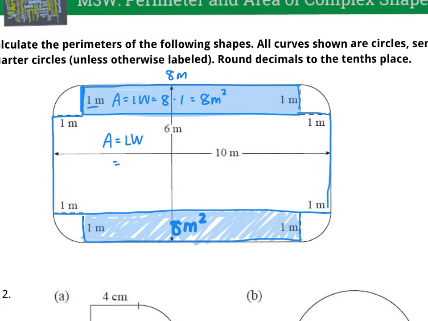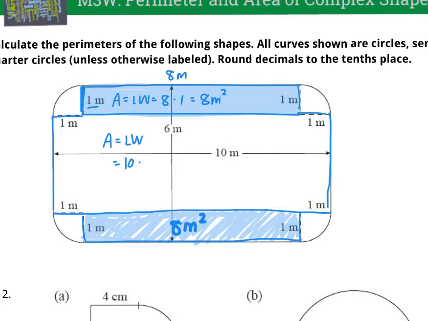In this case, the length is the entire long distance across this rounded rectangle shape. So I can say that my length is 10.